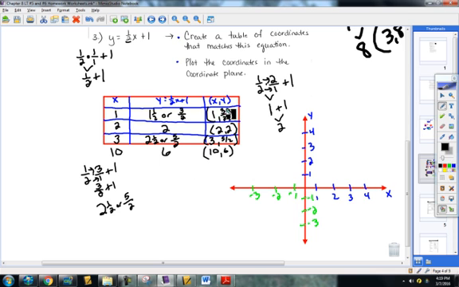So first of all, we plot 1, and then I know that is 3/2. So that's going to be over 1, up 1.5 right there. Then I'm going to go over 2, up 2. And then I'm going to go over 3, up 2.5. You can see that this is making a nice line, okay, that I can connect here.